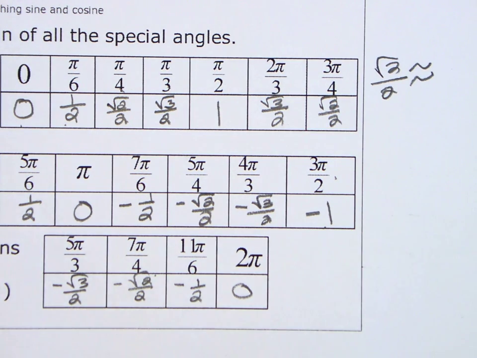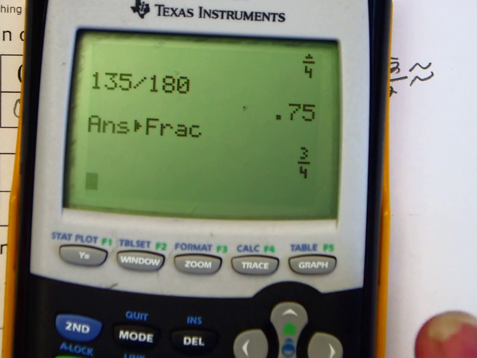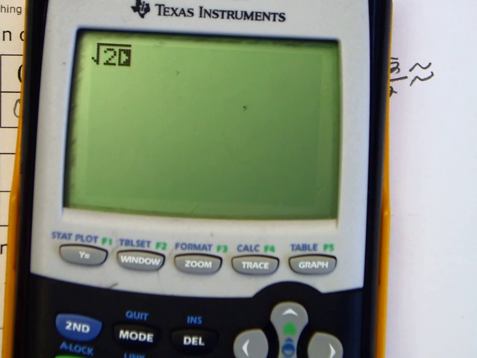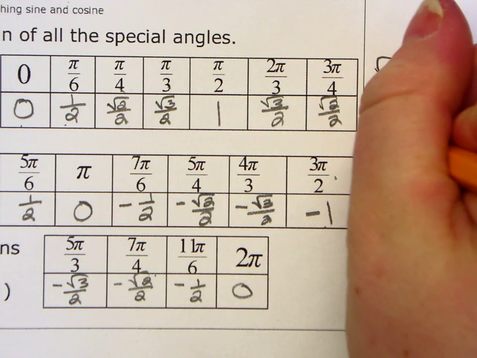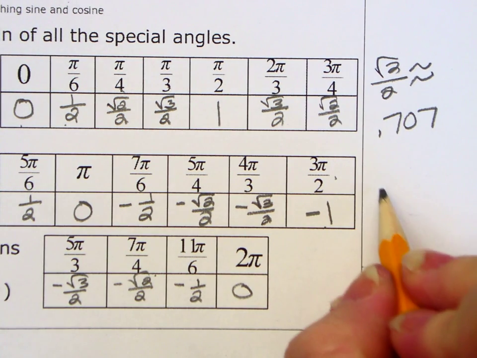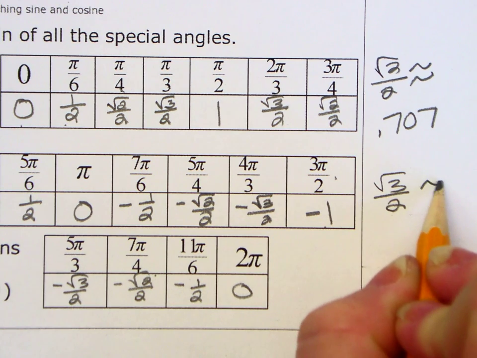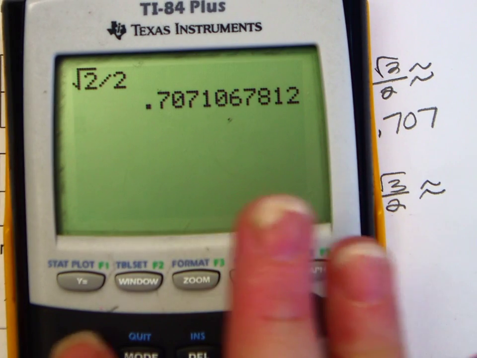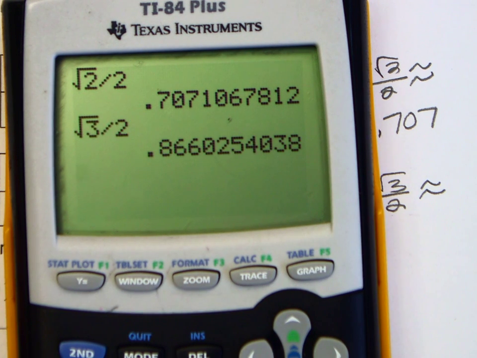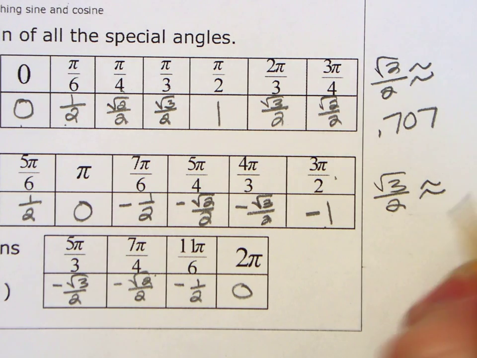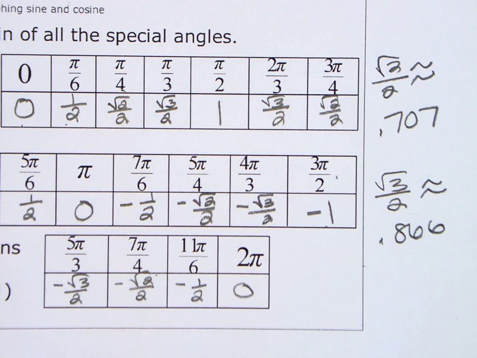Okay, so I'm going to use the calculator. The square root of 2 divided by 2, 0.707, right? And then radical 3 over 2, we need that one also. So let's see what we get there. 0.866. Okay. So as we go through and graph, we need to keep these numbers in mind and remember our decimals.